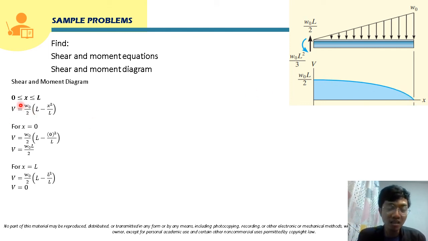Based on the shear equation, the highest exponent of the variable x is 2, so this is x squared. Meaning to say, this equation is parabolic. So this curve in the shear diagram is parabolic. Again, this is concave downward, since the loading is negative increasing. So this will now be our shear diagram.